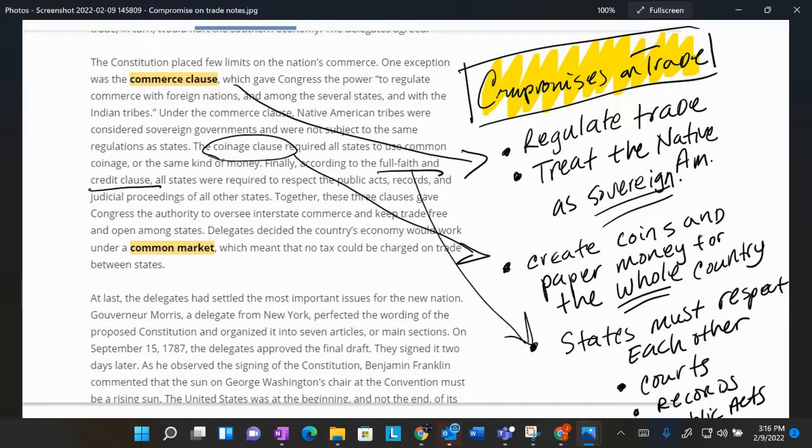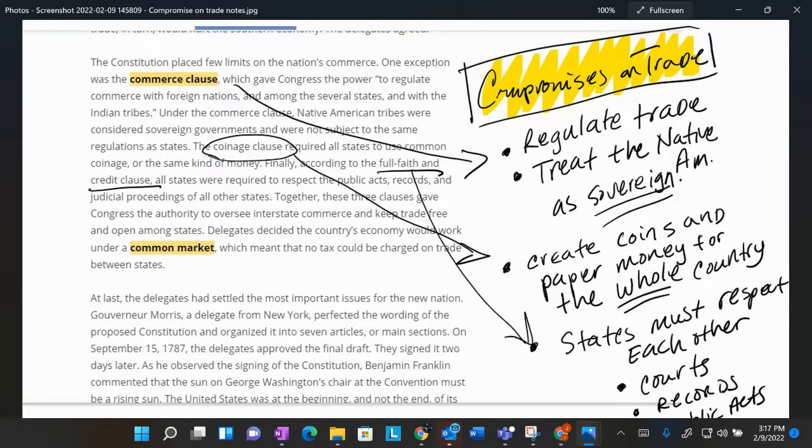Another thing that the compromises on trade helped fix were the coin and paper money issue. Because as you all know, each state had its own set of coins and paper money. It was really confusing, different values. It just didn't work. So the delegates gave the national government the ability to create and regulate coins and paper money. Last, in the Full Faith and Credit Clause, each state just needed to respect each other.